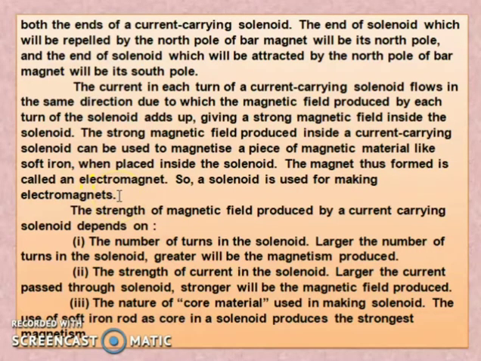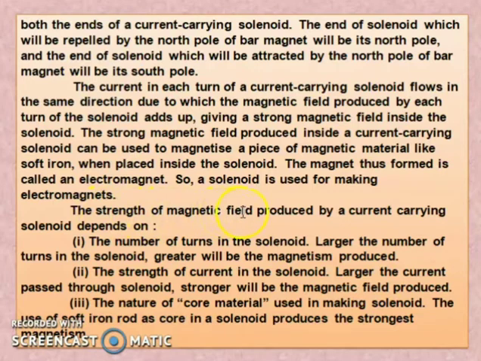So if you consider an iron piece and you wind a wire around it, coiling the wire, that will become a solenoid. If it is connected to a circuit, then what happens? The current will flow, so the iron that is wound with the wire will act as a magnet. Thus we can prepare an electromagnet. The magnet that is formed by using a solenoid is nothing but an electromagnet.